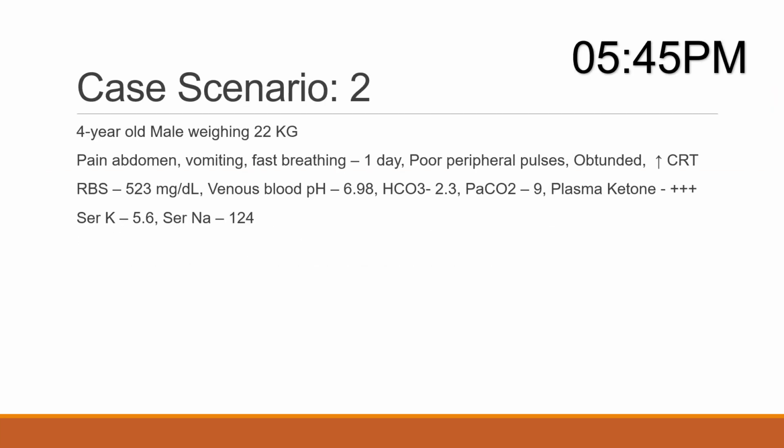So coming to the second case scenario, this is a 4-year-old male weighing 22 kg. The patient presented with a complaint of abdominal pain, vomiting and fast breathing for 1 day, poor peripheral pulses. The patient is obtunded and there is increased capillary refill time. The random blood sugar is 523. The venous blood pH is 6.98. Bicarbonate is low. PCO2 is low. Plasma ketone is triple plus. Potassium is 5.6 and sodium is 124.